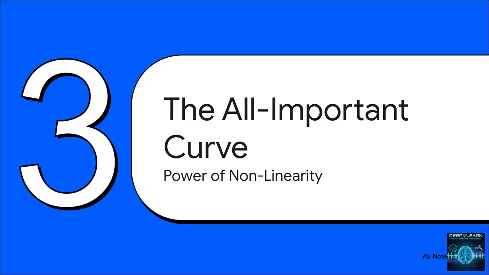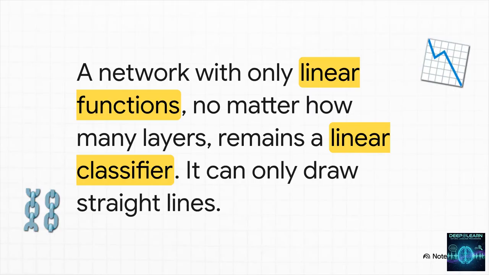Now, you might be thinking, hang on, if it's just a bunch of simple classifiers stacked together, what's the big deal? And that is an excellent question. It turns out there's a secret ingredient in here, one little trick that gives the whole network its incredible power. Because here's the catch. If all the neurons in your network are just doing simple linear math, then no matter how many layers you stack up, the entire network is still just one big, complicated linear classifier. You're still just drawing a straight line at the end of the day, which totally defeats the purpose.